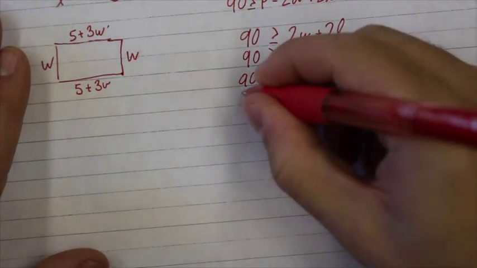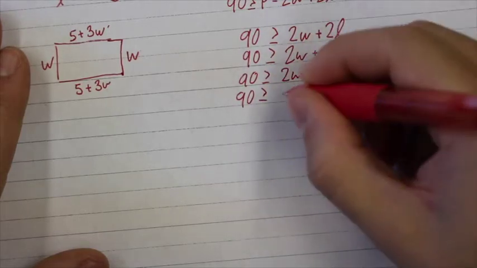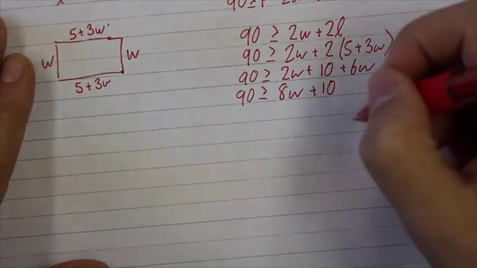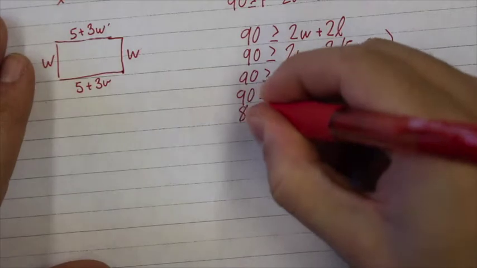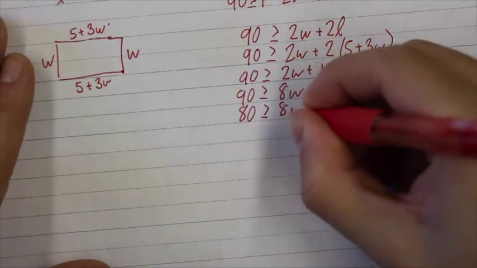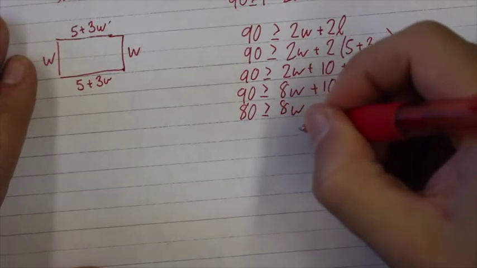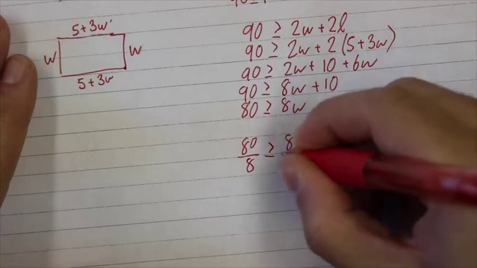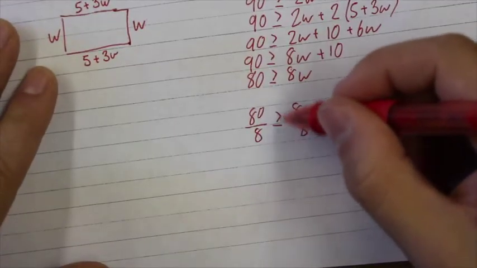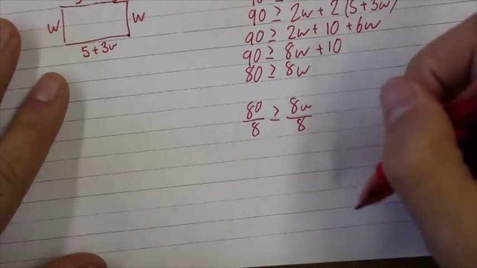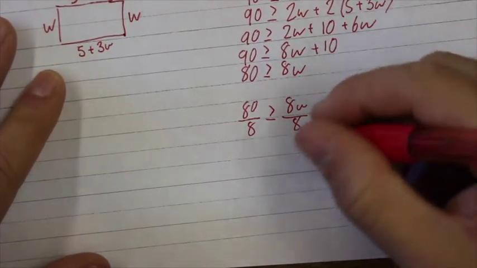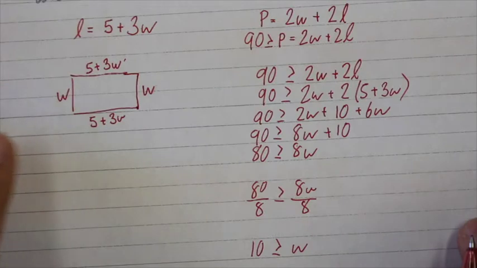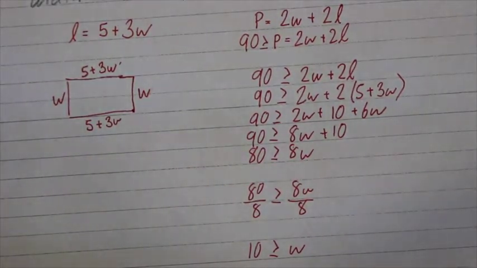Put our like terms together. Again, bring the 10 to the other side, subtracting 10 from both sides. I'll get 80 is less than or equal to 8W. I'll divide both sides by 8. Now, notice I don't flip the sign at all. This is a positive number. If I was dividing by a negative number, sure, but this is a positive number. So I'll just get my answer: W can be anything less than or equal to 10.